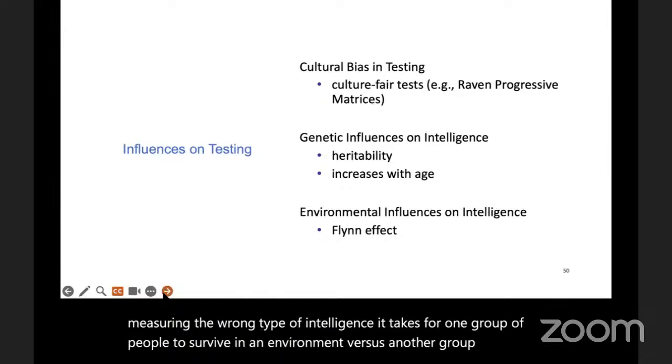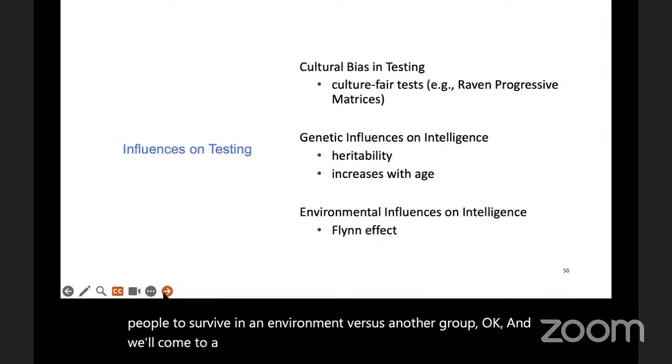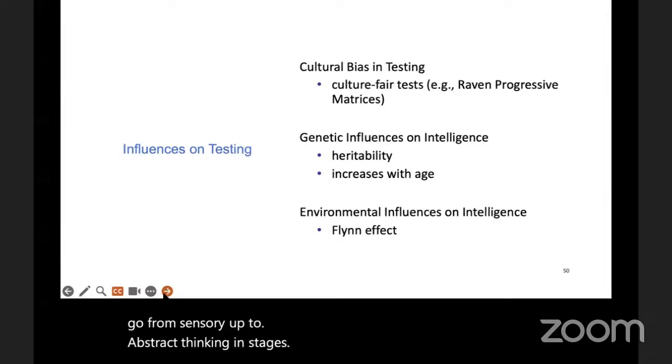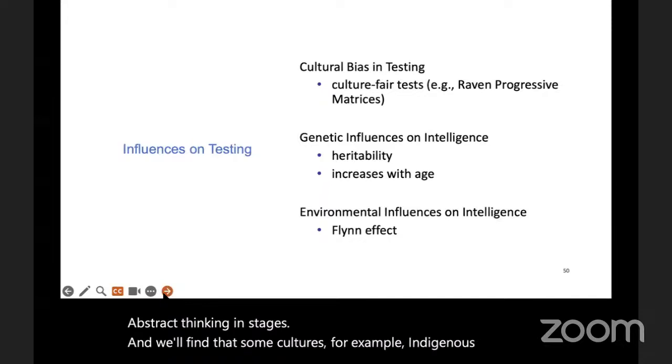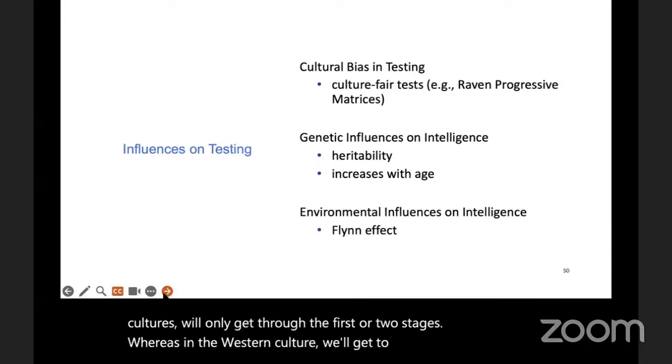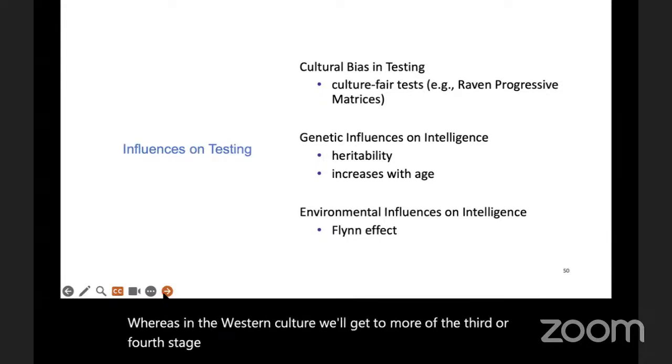Okay, and we'll come to a theory, Piaget's developmental theory, where you go from sensory up to abstract thinking in stages. And we'll find that some cultures, for example, indigenous Amazon cultures, will only get through the first one or two stages, whereas in Western culture, we'll get to more of the third or fourth stage. But that does not make us more intelligent than those individuals who are in the Amazon.